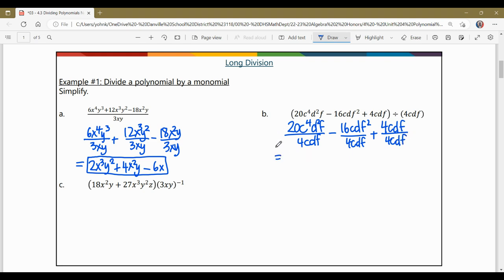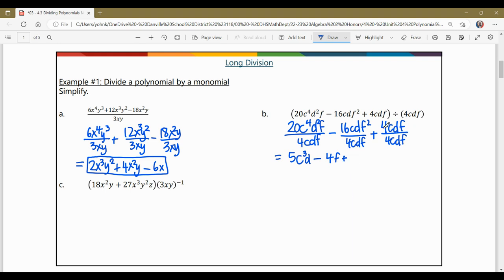Then we simplify each of these. So 20 divided by 4 is 5. C to the 4 minus 1 is 3. D to the 2 minus 1 is 1. And the f's cancel. Minus 16 over 4 is 4. C over C cancels. D over D cancels. And f to the 2 minus 1 or 1.